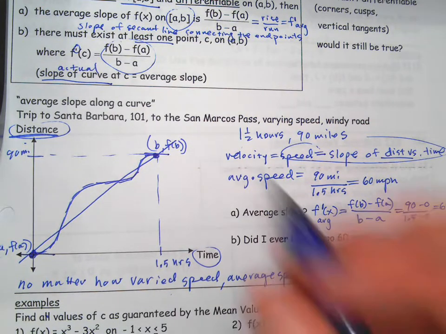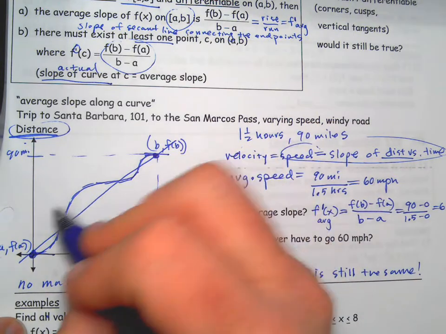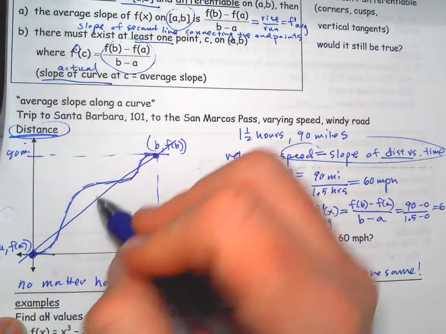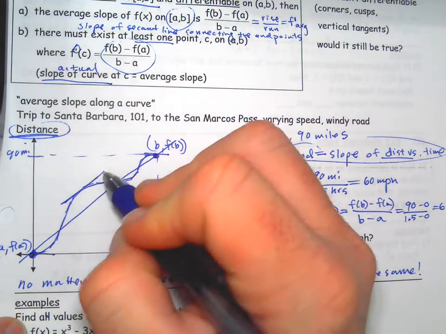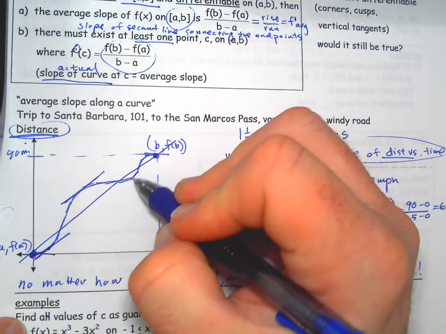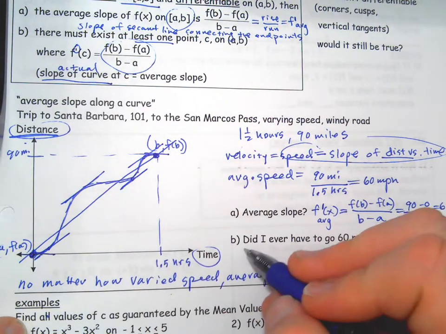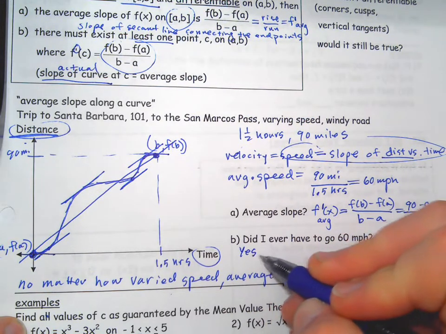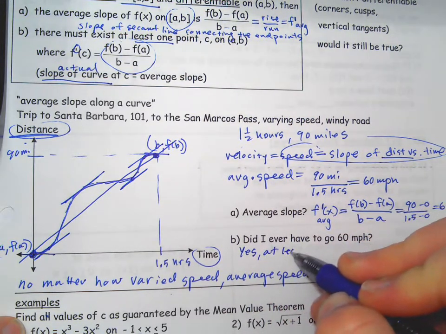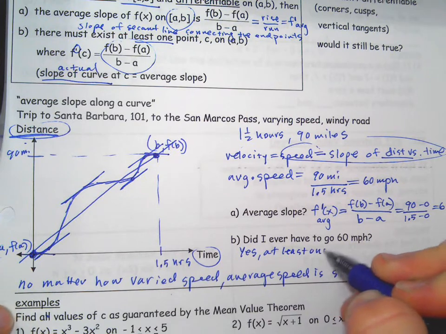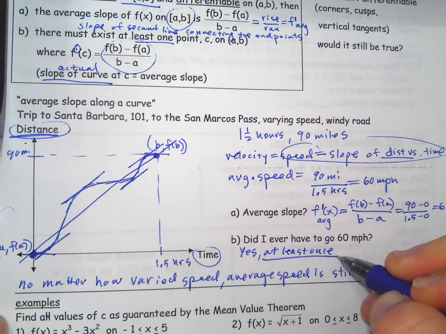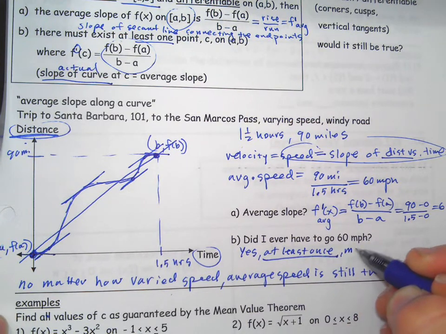And if you look at the picture, that would be when the slope of a tangent line was the same as this slope, right? So you could see one here, you could see one here, you could see one here, you could see another one here. So I'd say 4 times based off this graph. But the answer is yes, at least once, for sure. At least once. Maybe more, right?